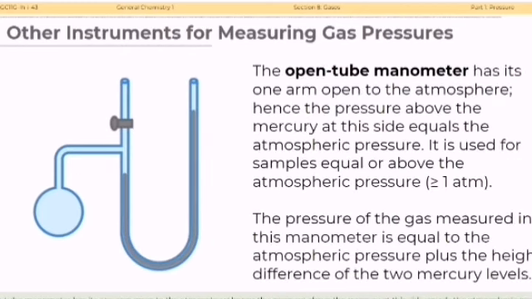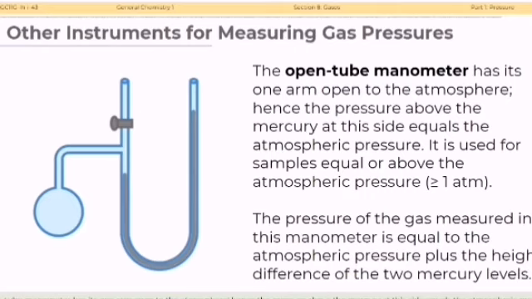On the other hand, the open tube manometer has one arm open to the atmosphere. Hence, the pressure at this side equals the atmospheric pressure. It is used for samples at or above the atmospheric pressure. The pressure of gas measured in the manometer is equal to the atmospheric pressure plus the height difference of the 2 mercury levels.